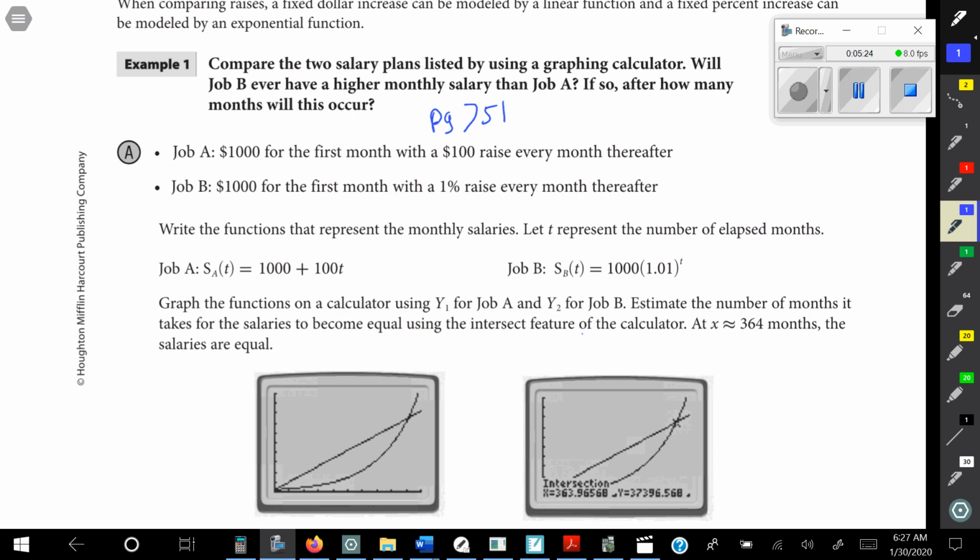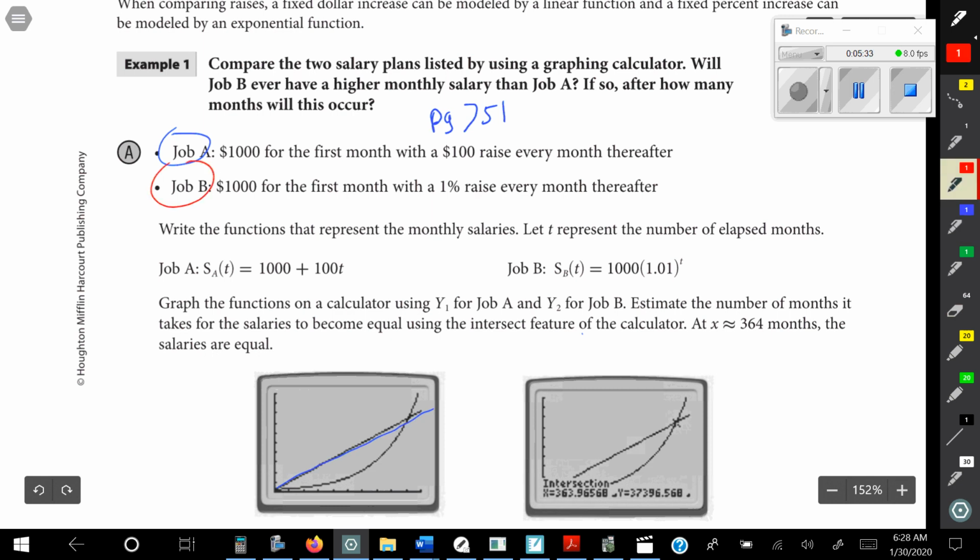So eventually, what's going to happen is, and I'll show it to you, this is the linear here for job A, and it's going up on a straight line. And then job B is going exponentially. And what we want to determine is when will this red line cross here? So what you want to do is go ahead and type both of these functions in your graphing calculator. And then I'm going to show you step by step what to do as far as determining the intersection here on the graph. So let me show you.